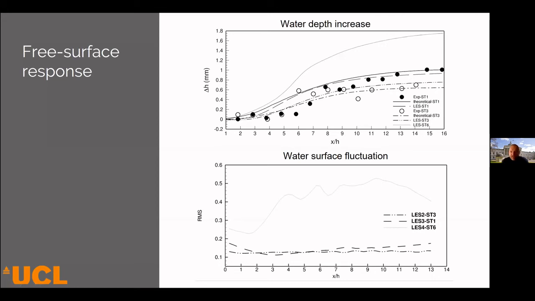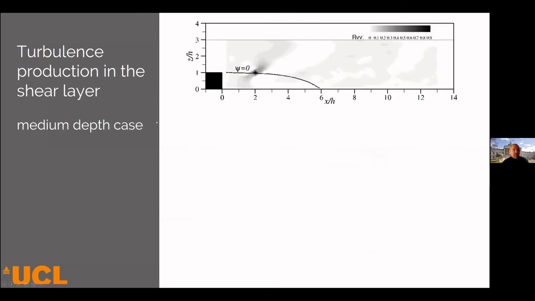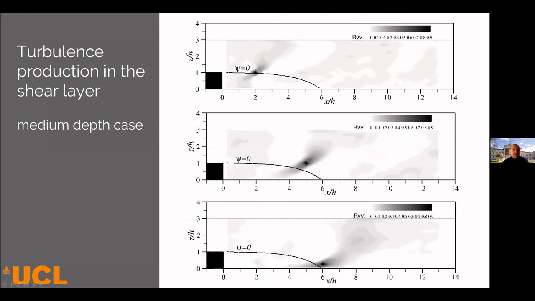But what's really interesting is how it deforms and what causes the deformation. And here we are looking at 2-point correlations. This is the medium depth case. We can see here the dividing streamline. There seems to be sort of a time delay. So here are the three cases: the medium depth case, the dividing streamline, and the 2-point correlation. The reference point is always near this black dot here.